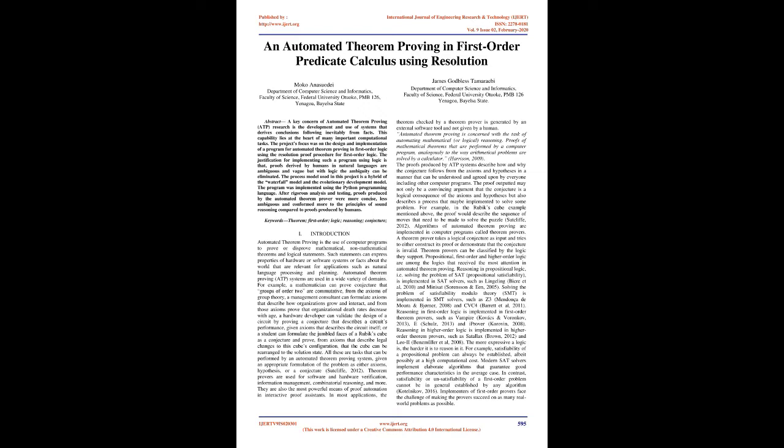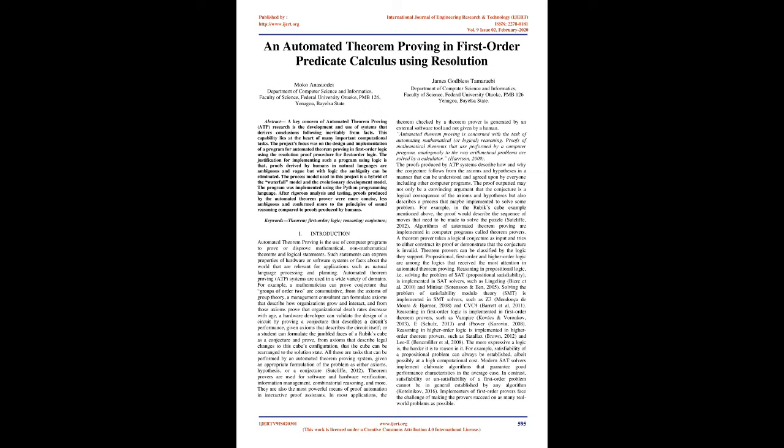Sutcliffe, 2012. Algorithms of automated theorem proving are implemented in computer programs called theorem provers. A theorem prover takes a logical conjecture as input and tries to either construct its proof or demonstrate that the conjecture is invalid. Theorem provers can be classified by the logic they support. Propositional, first-order, and higher-order logic are among the logics that received the most attention in automated theorem proving.